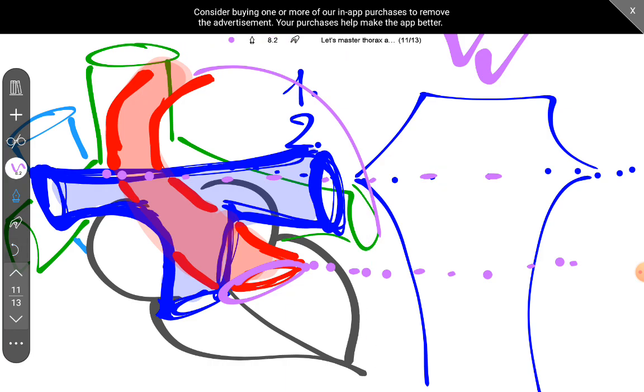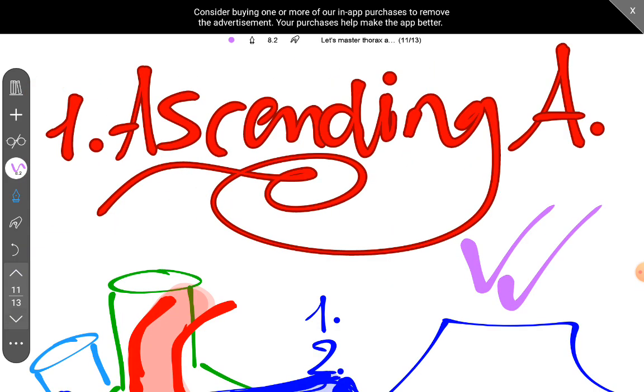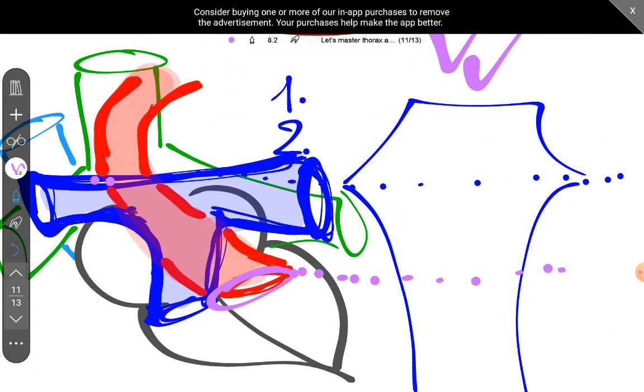The relations of the ascending aorta, that part until here. First thing, it's 5 centimeters long, fully covered by the fibrous pericardium. But we want to talk about the anterior relations. For the anterior relations, we can see the pulmonary trunk overlapping the aorta. So the first thing is the root of the pulmonary trunk, and the right auricle of the right atrium, but I really couldn't draw it.